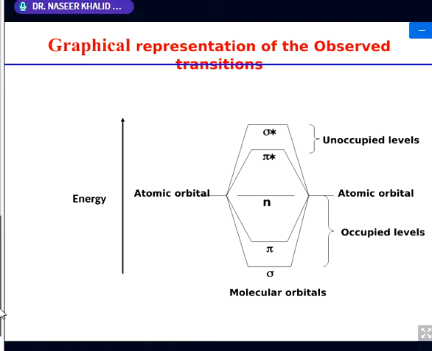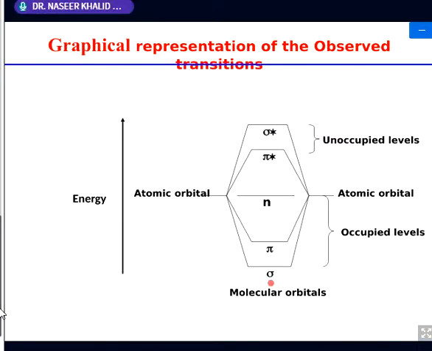This is again the same thing but in a different way. This is energy, and this is the molecular orbital theory. This is the atomic orbital. When atomic orbitals combine, they form a bonding molecular orbital and an anti-bonding molecular orbital. Bonding molecular orbitals are always of lower energy than the atomic orbitals from which they are formed, whereas anti-bonding molecular orbitals are of higher energy than the atomic orbitals from which they are generated.